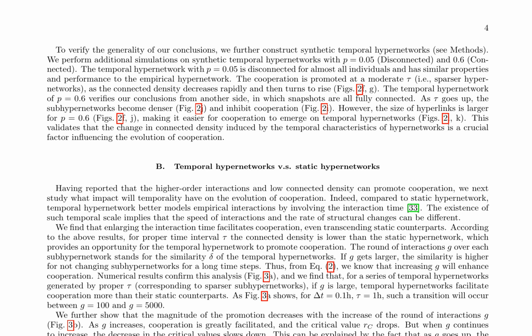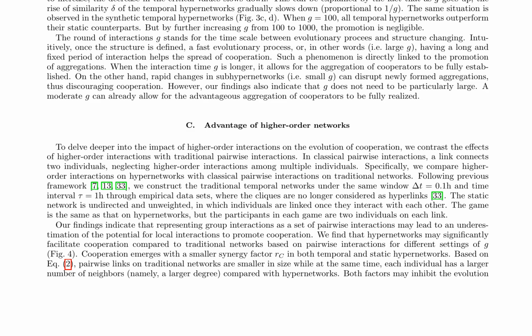The concept of connected density is introduced to focus on the internal structure of each component, demonstrating that the average density of the temporal hypernetwork decreases rapidly and then increases as the time interval tau gets longer. Synthetic temporal hypernetworks with different properties are constructed to verify the findings, showing that the connected density induced by the temporal characteristics of hypernetworks is crucial for the evolution of cooperation.